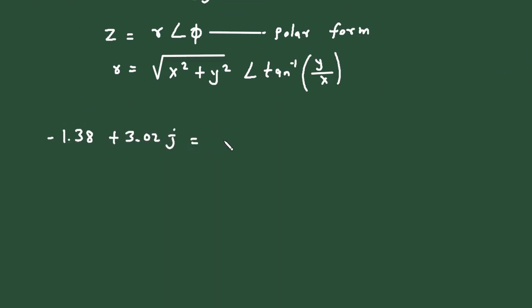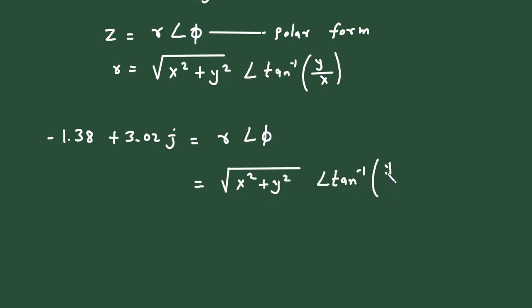So this will be equal to r at an angle phi, that means under root of x square plus y square at an angle tan inverse of y by x. So the value of x is this and the value of y is this. Also here we can see the real part is negative here. So we have to add 180 degree here.